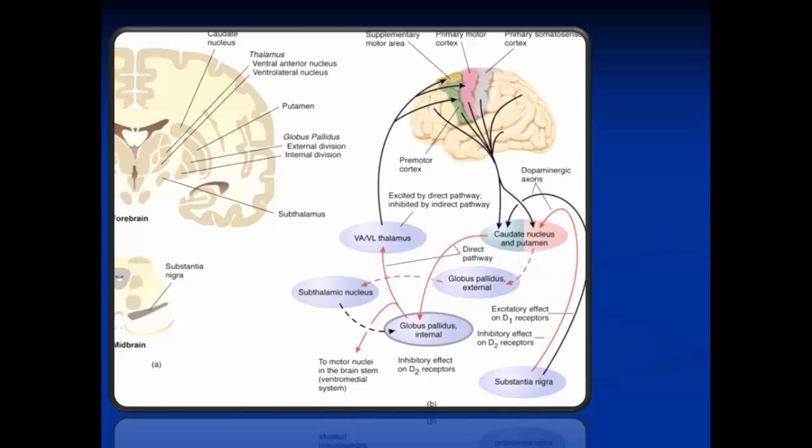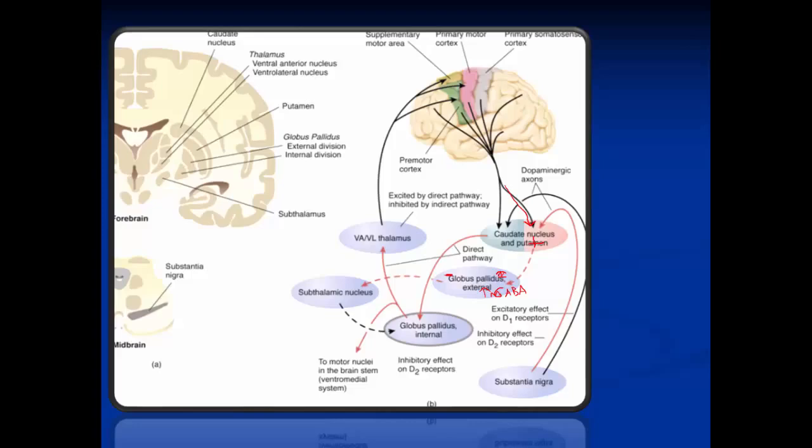So the motor cortex, again, is going to send signals down. We're going to get excitation of inhibition. So what does that mean? That means I'm going to have more GABA being released. Okay, so we have excitation here. That means I have more GABA. If I have more GABA here, what does that do to this? Right, it's going to inhibit this neuron.